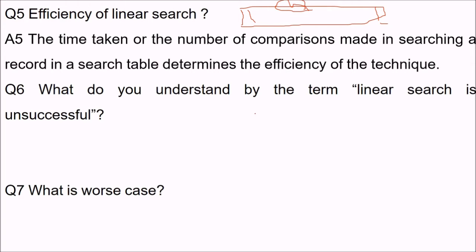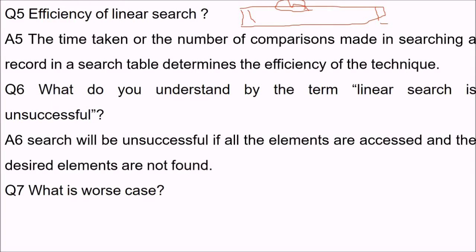What do we understand by the term linear search is unsuccessful? This means that all elements we have accessed and the desired elements are not found. So I'll go back to the question number 5. What happens if the element is at the last position? But what happens, the second case, is when the element is not there at all. So every time we have to check for the element which is not there, we have to do the n comparisons. This is the problem. This is the efficiency loss here.